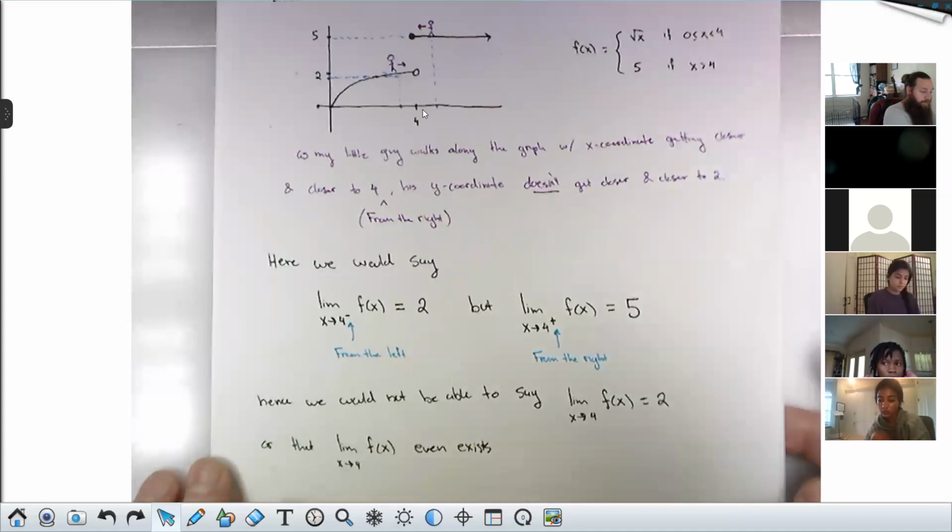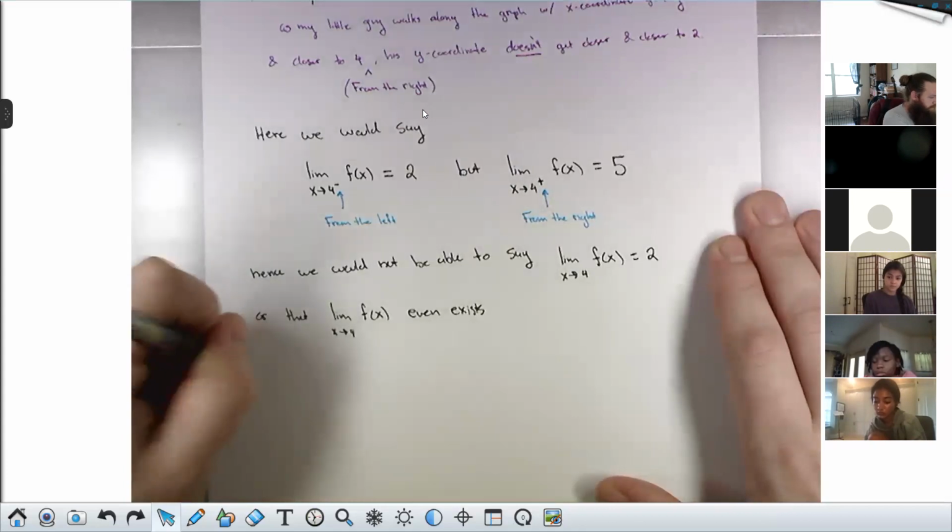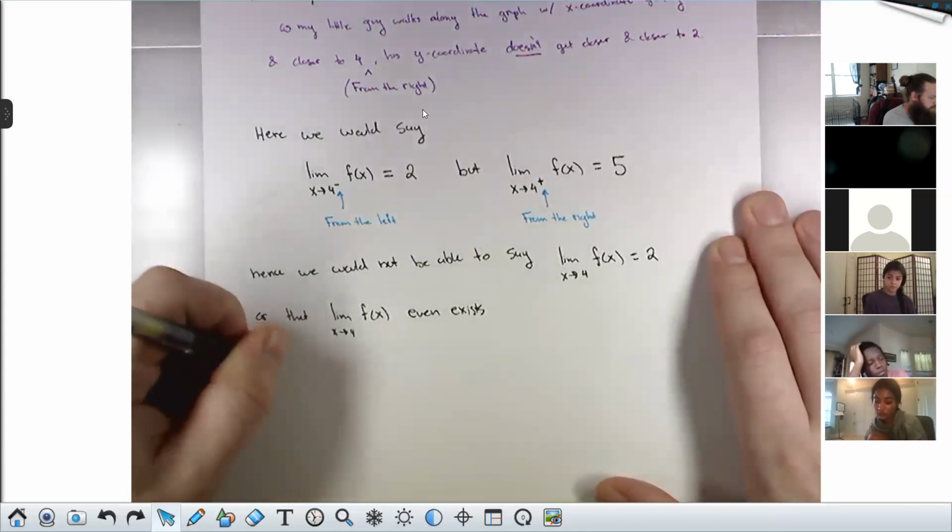Now, we're not ready to prove this theorem yet because we need the rigorous definition of a limit in order to prove it. But here's the theorem. Well, I'll get it in your head so you can start thinking about it.